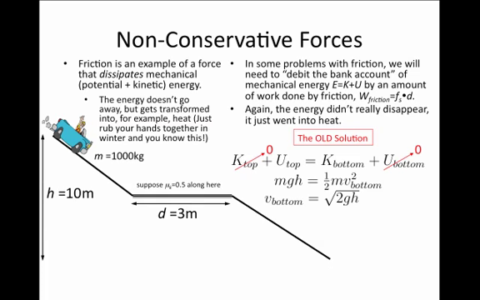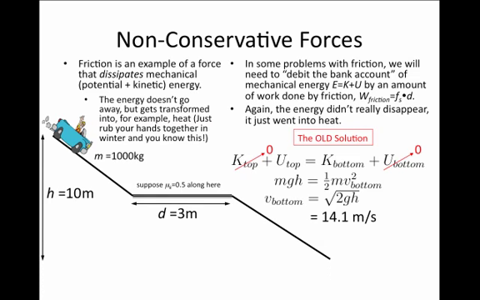It doesn't really matter the shape of the track. Any old shape of the track that has a height of 10 meters will result in a velocity at the bottom of square root of 2gh. For a height of 10 meters, we find that the velocity at the bottom is approximately 14.1 meters per second. Now that's the old solution, and that's the case where there's no friction whatsoever.